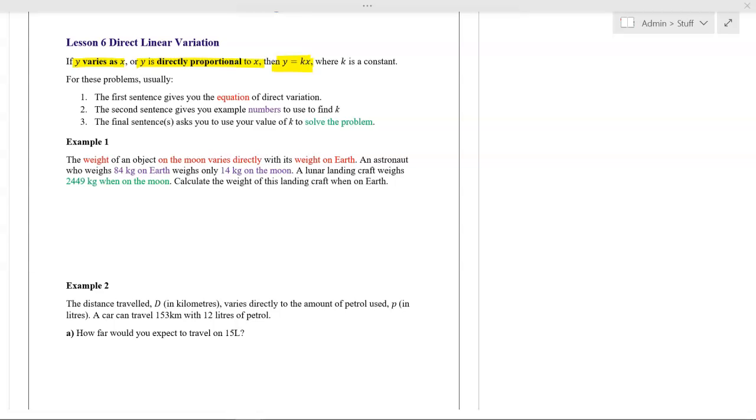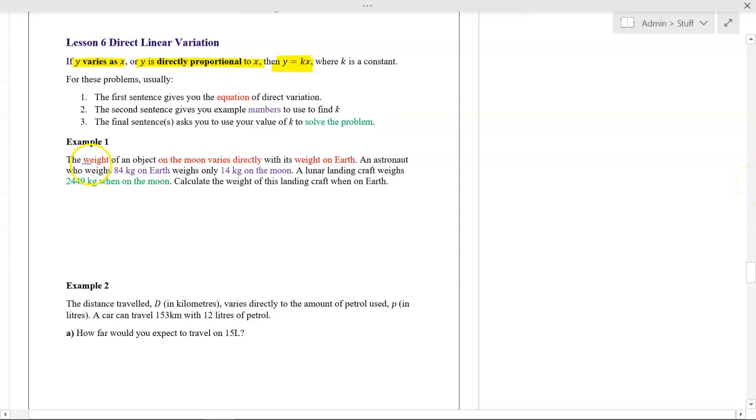For these problems, basically the first sentence will give you the equation of variation, the y equals. The second sentence will give you some numbers that you'll use to find k. This will represent the gradient. And the final sentence is actually what they want you to find. So it'll give you some value and ask you to find the other and solve a problem. So it sounds a bit complicated, but it's quite methodical. So let's go through an example following those steps.